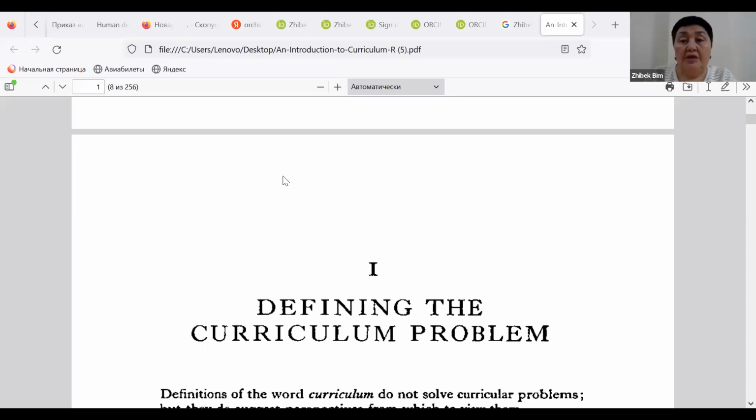Yes, it's a case study also. Okay, very good. Thank you. Mulder, what about Mulder?